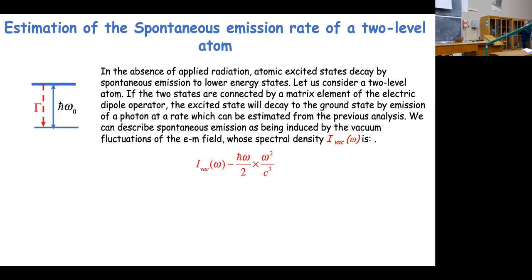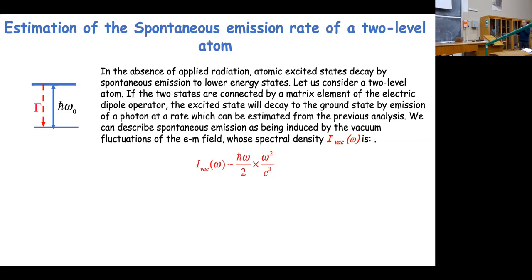And you can compute the order of magnitude. This quantity that you have here is the spectral density of the vacuum fluctuation. H bar omega over 2 is the energy which is contained in one mode. And you multiply by something which is proportional to omega squared over c squared, which gives you the number of modes per unit frequency interval. And you find now that you have a spectral density which is proportional to omega cubed. There is one omega, which is the fluctuation of the field in one mode, and omega squared, which is the number of modes per unit frequency interval.